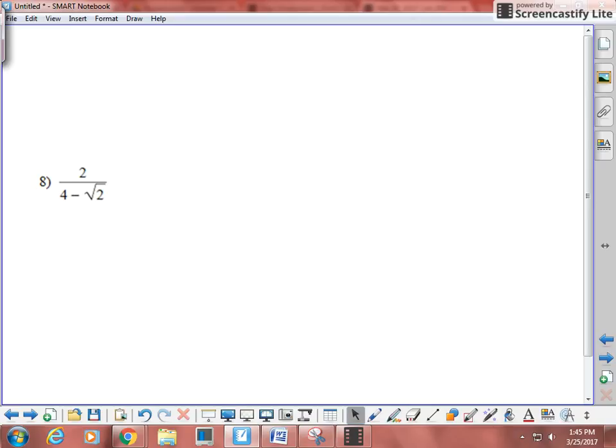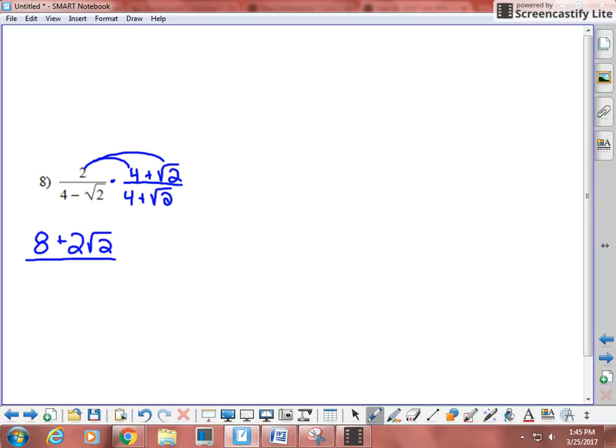Okay, so let's do one more just like this. So again, what I have is 4 minus root 2. Well, I want to do the conjugate. The conjugate is the opposite, so this is going to be 4 plus root 2. Have to do that to both the top and the bottom. All right, so I want to take this and distribute it to both. So that's going to give me 8 plus 2 root 2 as my numerator. The bottom I'm going to have to FOIL.